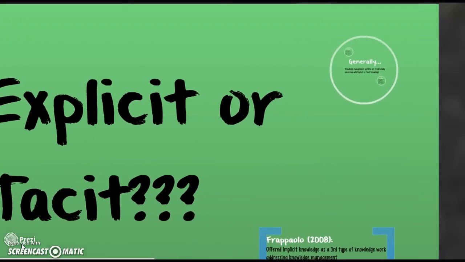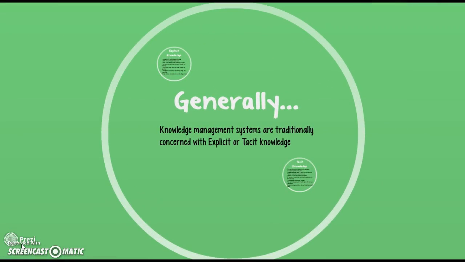Explicit or tacit. In his discussion on knowledge management, Daft identified explicit and tacit knowledge as different types of information assets, each with unique qualities requiring different KM strategies.